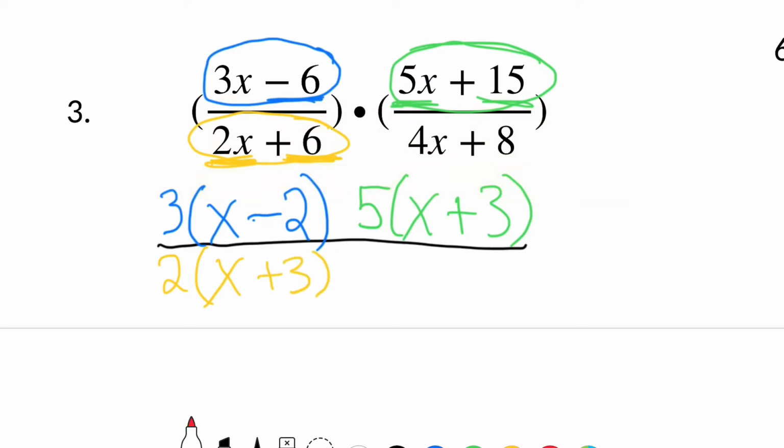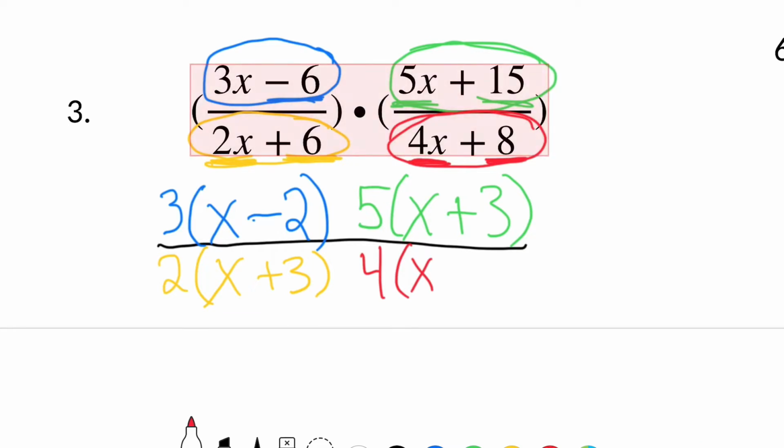Then lastly, we have 4x plus 8. Is there a GCF? Yes. So we're going to divide each term by our GCF. 8 divided by 4 is our 2. So now that we have completed factoring everything together and we're multiplying straight across, we're going to cancel out any like terms that are in the numerator and the denominator.